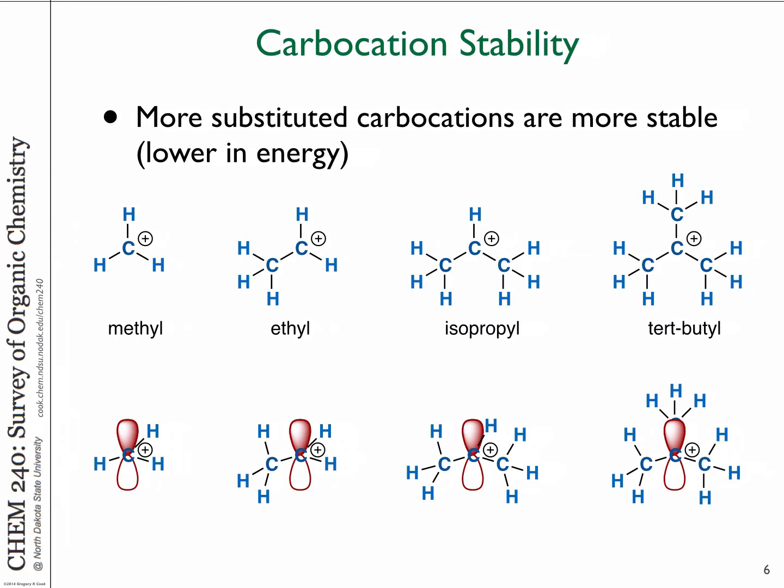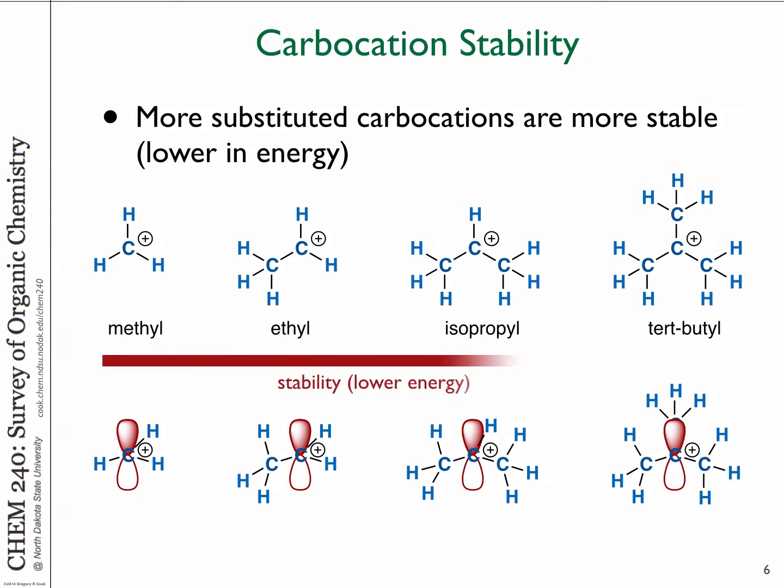So something with no hydrogens, a methyl group, is going to be the least stable, the highest energy type of carbocation. As you put more and more alkyl groups, which I've just represented here as the CH3s, the stability or energy of the carbocation goes down. The stability increases, the energy lowers. Okay, so the most stable carbocation substitution would be a tertiary carbocation, a carbon with 3 alkyl groups attached. Okay, so think about that for a minute.